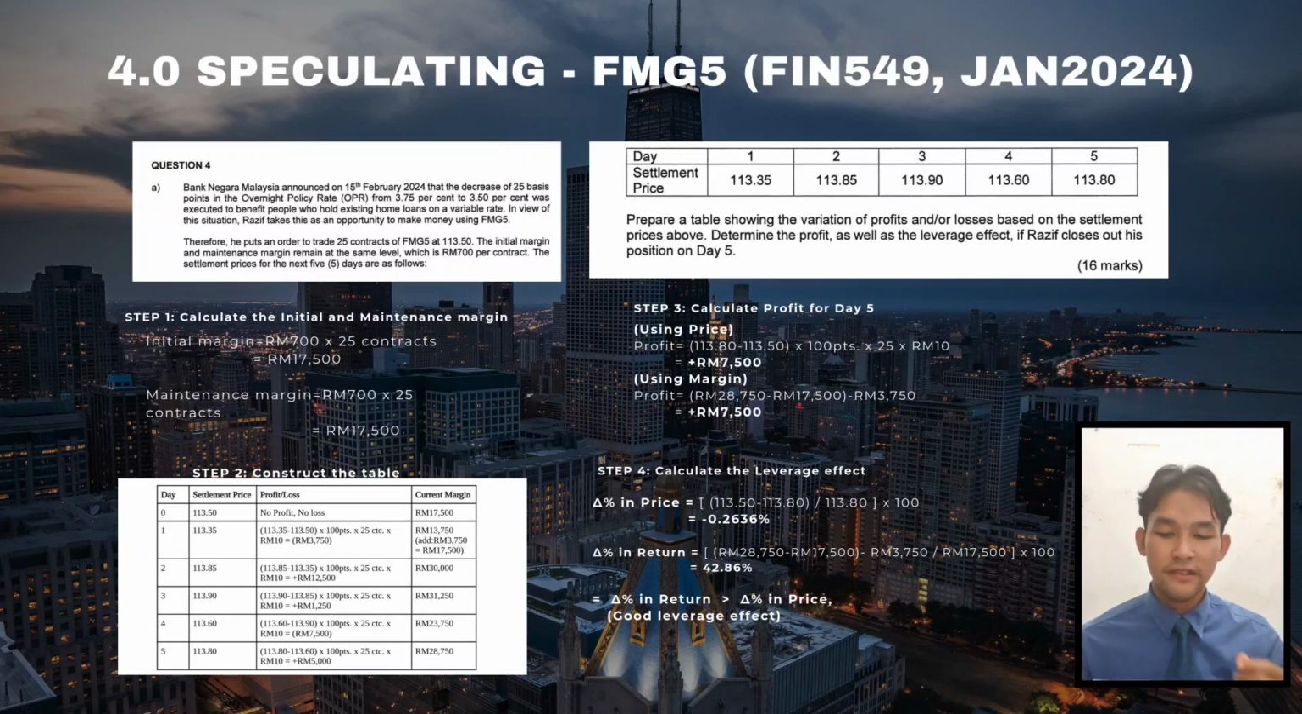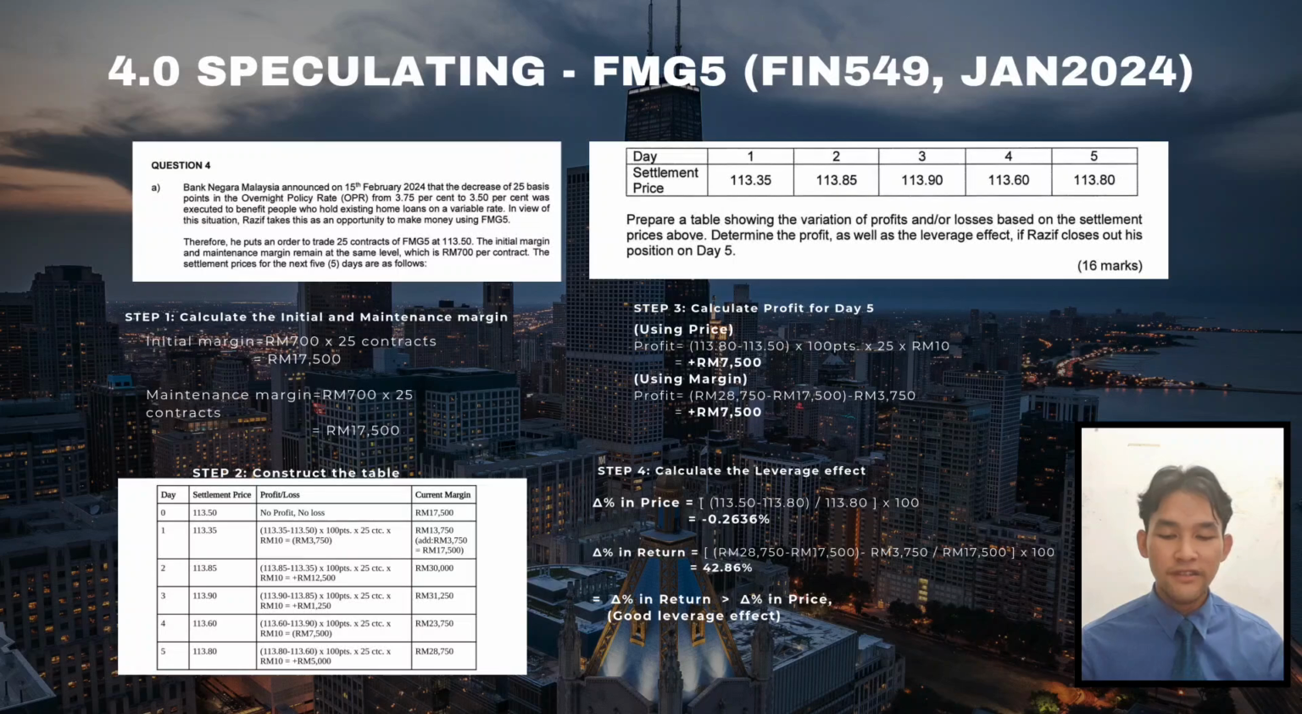Then we go to the next section, which is the leverage effect. When we want to calculate the leverage effect, we calculate the percentage change in price and compare it with the percentage change in return. So how do we calculate it? We calculate the percentage change in price by using the price on day 1 minus the price on day 5, divided by the price on day 5, then times 100%. So we get a percentage of negative 0.2636%.